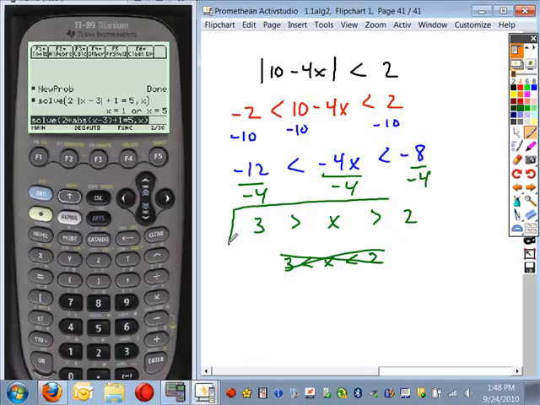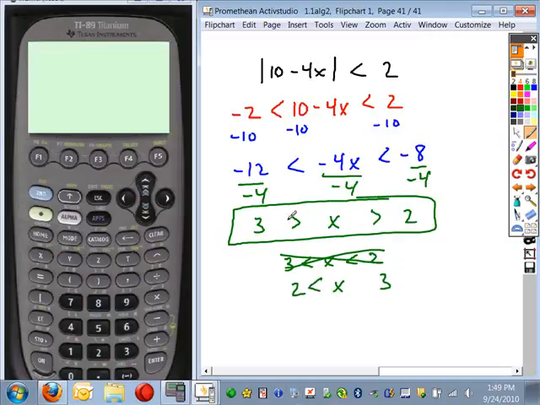But when you are writing your solutions, I always want you to write from where it would look on a number line, from lowest numbers to the largest. So the 2 is less than the 3, so we need to write it in this order. And then just use the direction of the inequality. It points to the 2, opens to the x. Here it points to the x, opens to the 3.